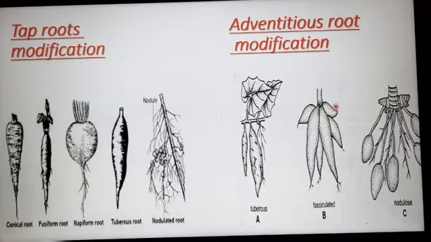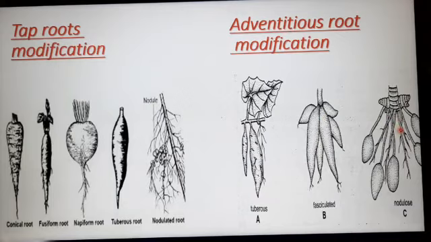यहाँ आप देख रहे हैं कि ये ग्रुप में प्रेजेंट है, cluster at the base of the stem, स्टेम के बेस में, because it is adventitious root modification. And what is adventitious root? That grows from any part of the plant but not the radicle. Okay, so several tuberous roots that occur in a cluster at the base of the stem. Okay, example dahlia.